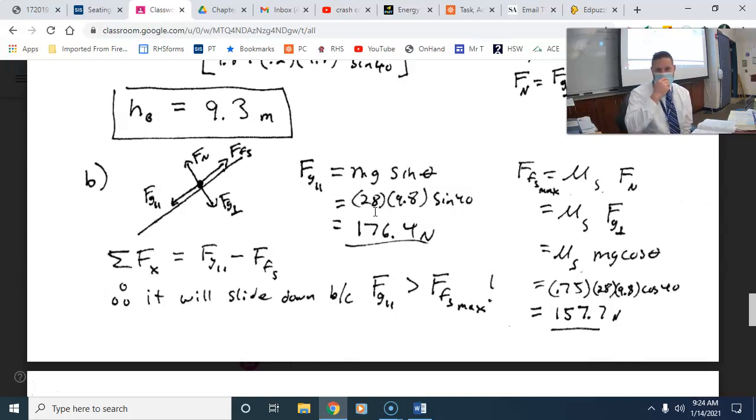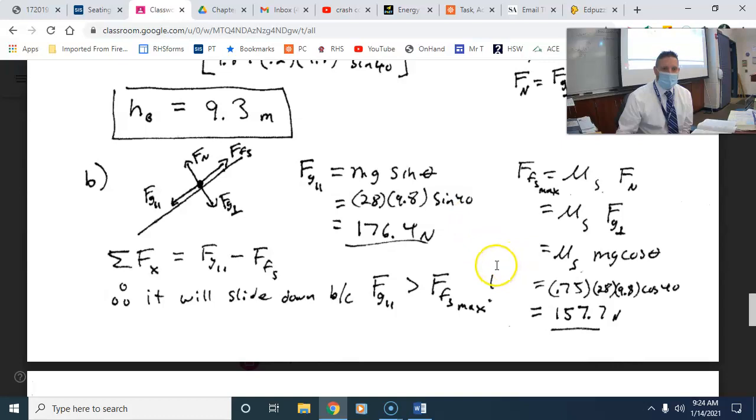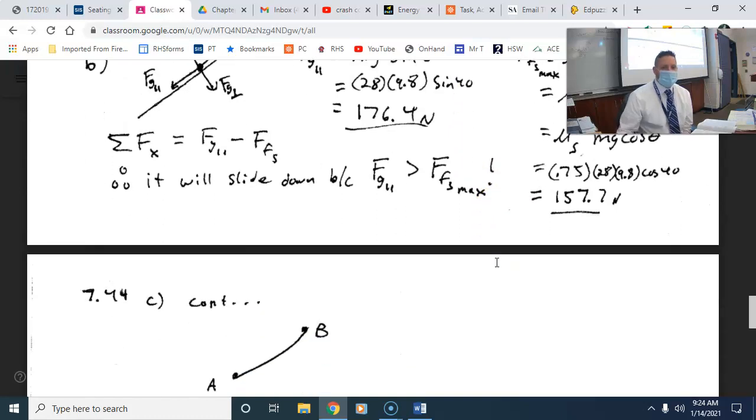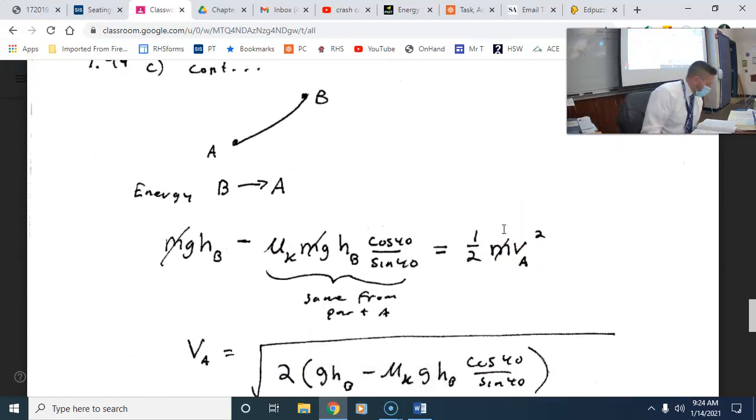This one overall was a little tricky, just to realize what you had to do to get to these things. Some old stuff there didn't have anything to do with energy in part B. All right, we good so far? All right, part C. Let's see what we got in this one.